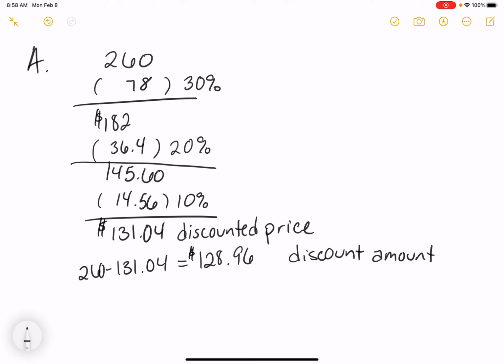Okay? So even though our total discount was 60%, when you take it in a series discount, you get less than that as the discount. Well, not barely. 60% of 260 would be 156. So you get less of a discount by doing it this way. So it saves the wholesalers money. Any questions on this method? It's a weird one, but just treat it like depreciation.